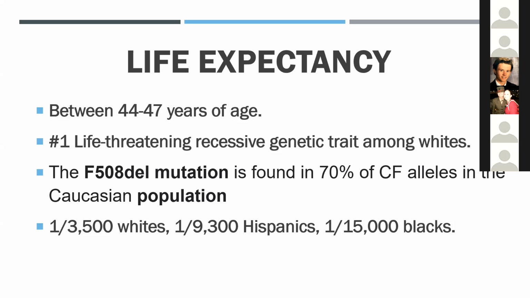Life expectancy is between 44 and 47 years of age. It's the number 1 life-threatening recessive genetic trait among whites. The F508del mutation is found in 70% of CF alleles in the Caucasian population. It affects 1 in 3,500 whites, 1 in 9,300 Hispanics, and 1 in 15,000 Blacks.